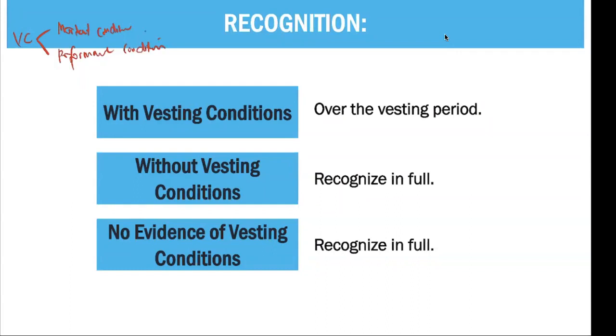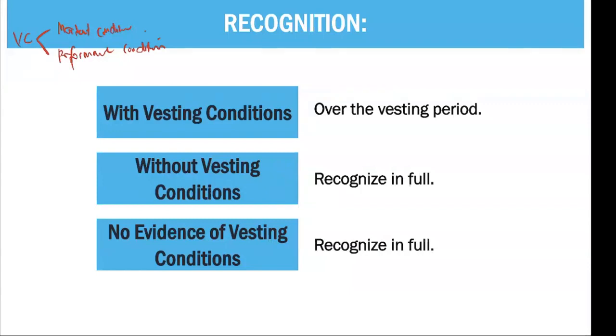Market condition or a performance condition. Further, it can also be classified based on whether the employee will remain in the company after a certain period. Okay? So whatever is the condition, so long as there is a condition attached, we call those vesting conditions.